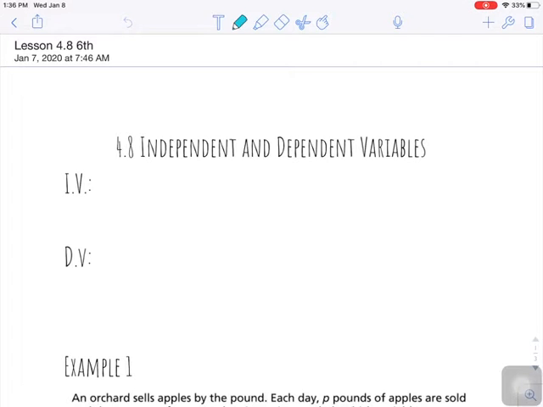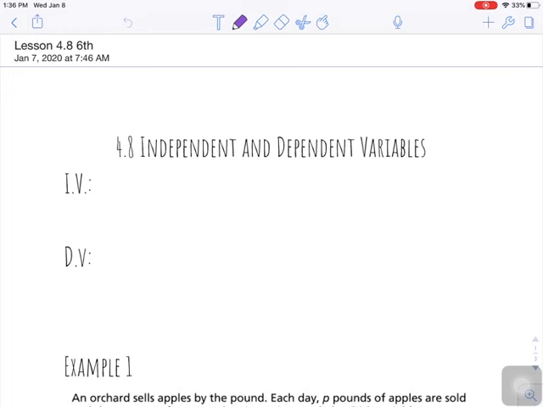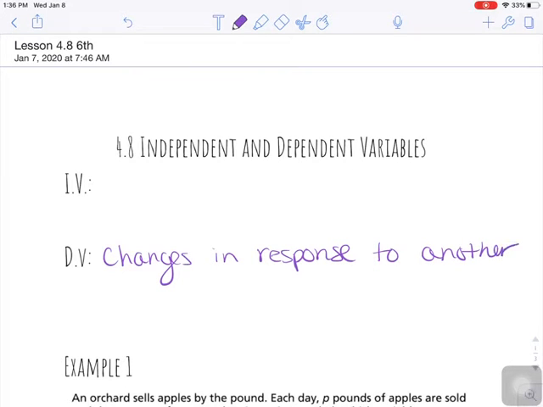Today we are going to be talking about independent and dependent variables. So first, let's define what the IV and DV are. First, a dependent variable. This is a variable that changes in response to another variable.